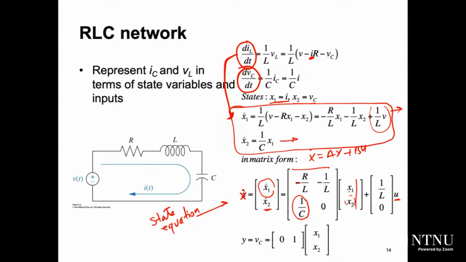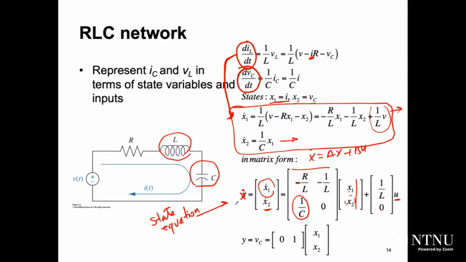We have two states. Why do we have two states? Because this RLC network has two storage elements. It has L and C. In the last example, we had only L, only one storage element, so we had only one state. But this RLC network has two energy storage elements. So in this case, we will have two states, x1 and x2.